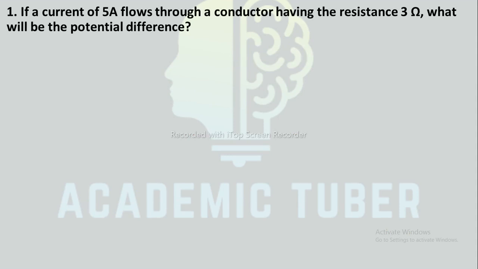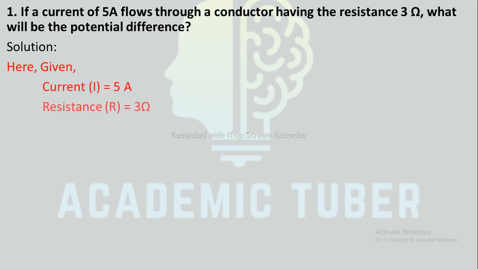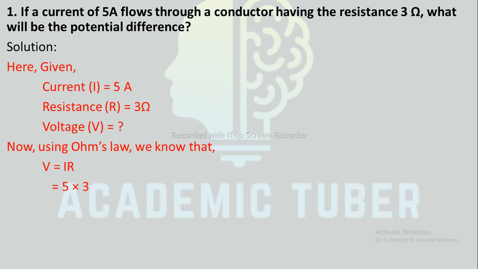So here is one numerical. If a current of 5 ampere flows through a conductor having the resistance 3 ohm, what will be the potential difference? Solution: here given, current I is 5 ampere in the question. Next one, resistance, it is also given, 3 ohm. Voltage we have to find out, that is potential difference. We know that using Ohm's law, V equals IR. So I is given 5 and R is given 3. So 5 threes are 15. So potential difference is 15 volt.